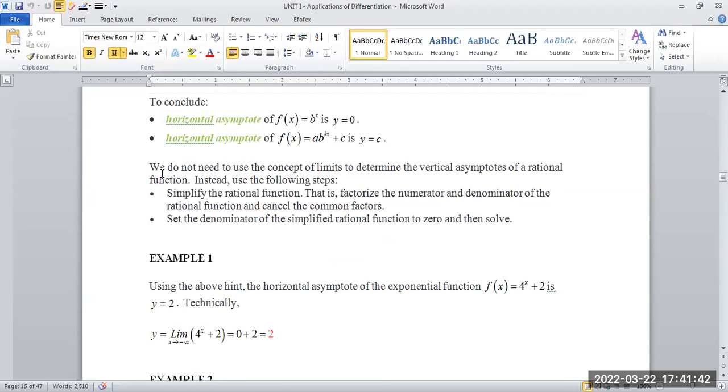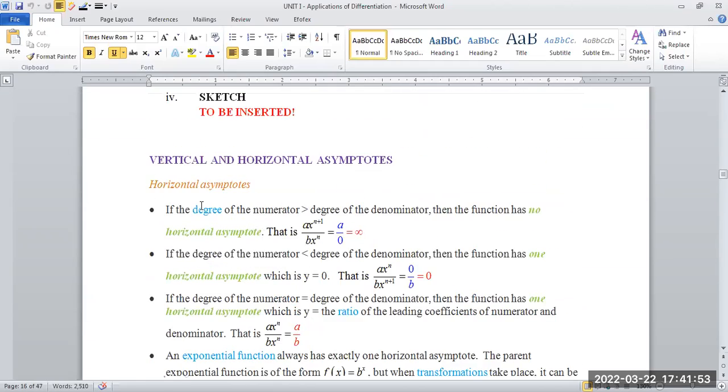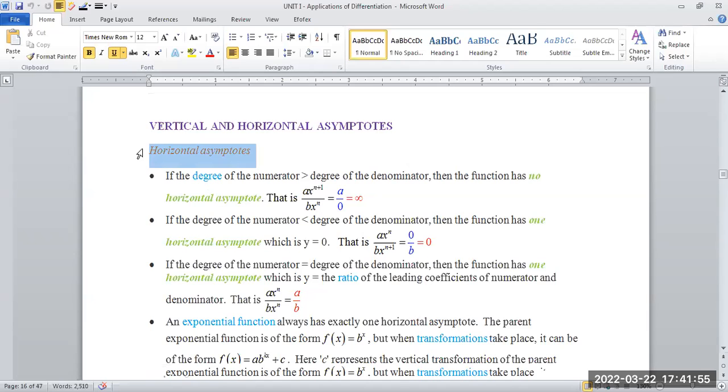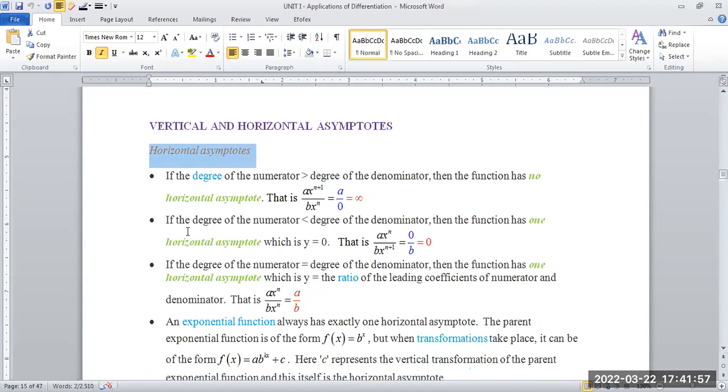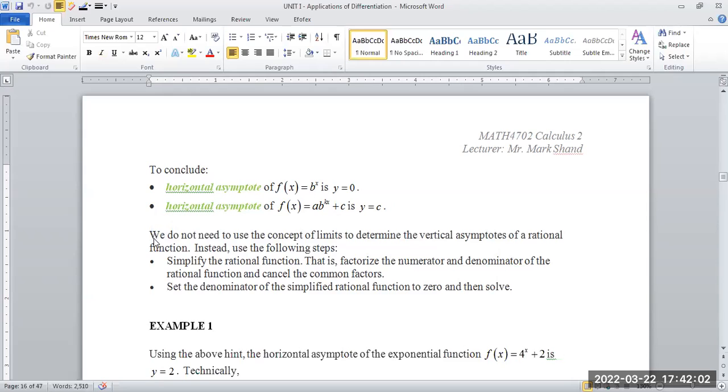All right. So it says we do not need to use the concept of limit to determine the vertical asymptote of a rational function. Instead, use the following steps. So we're going to simplify. Let me just copy this one here so you know that I'm talking about the vertical asymptote here.